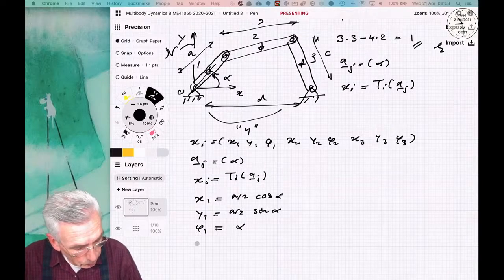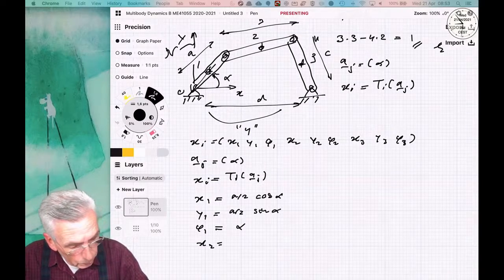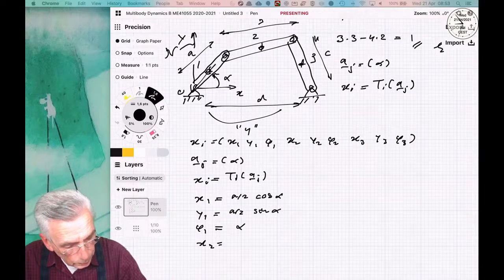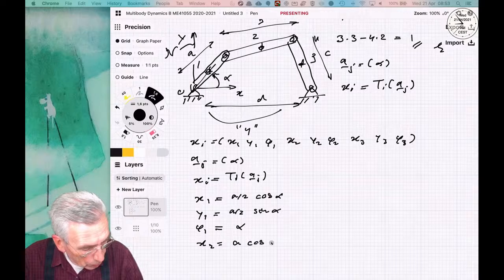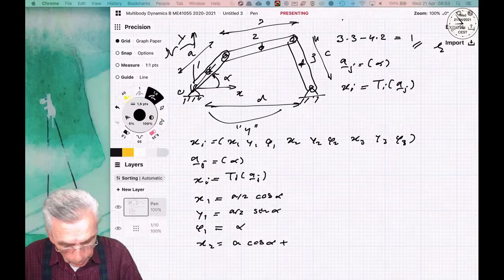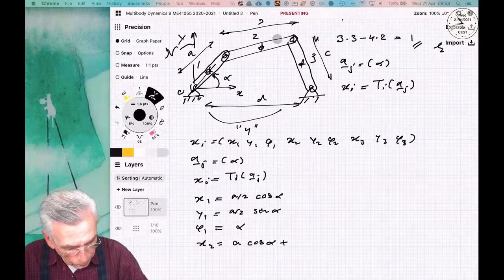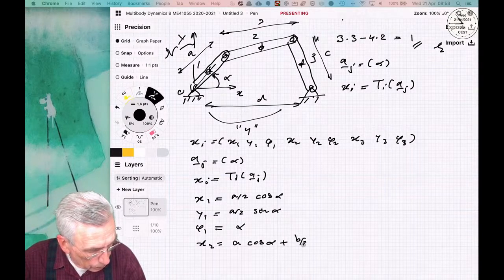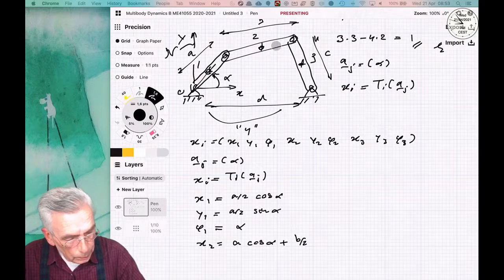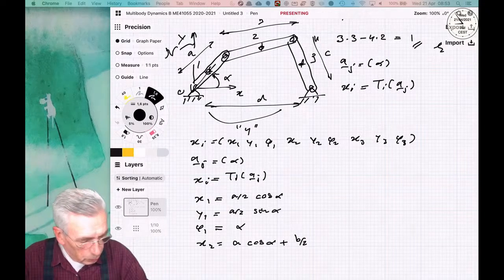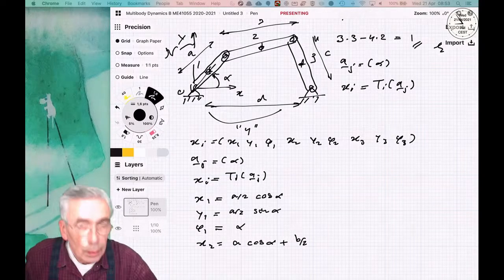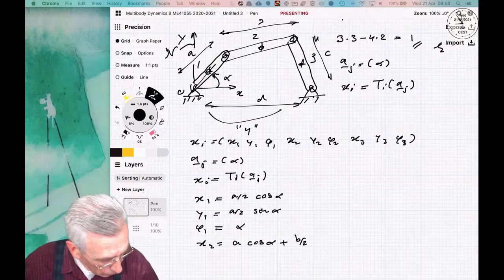Then, yeah, the next one, x2. Well, we travel first to this, and then we take this part. So that's a times cosine alpha plus, well, plus b over 2. I know that too. And then I need this angle, but this angle is of course a function of this angle. So I have to do some geometry, right? Meaning, okay, I can do that.